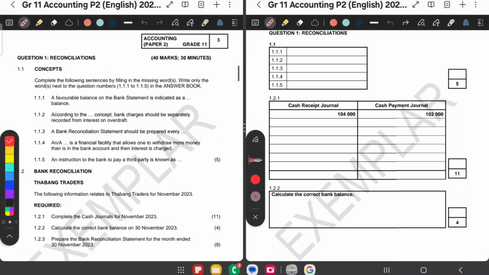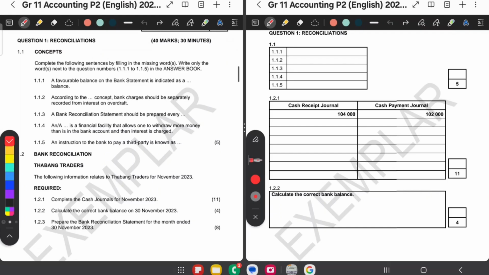Let's do a reconciliation. So this is the bank reconciliation. And let's start with this question. It says, complete the following sentences by filling in the missing word or words. Write only the word or the words next to the answer in your answer book. So the first question here is, a favorable balance on the bank statement is a credit balance. Okay, so favorable for a bank account is debit, but for a bank statement, it's the opposite.